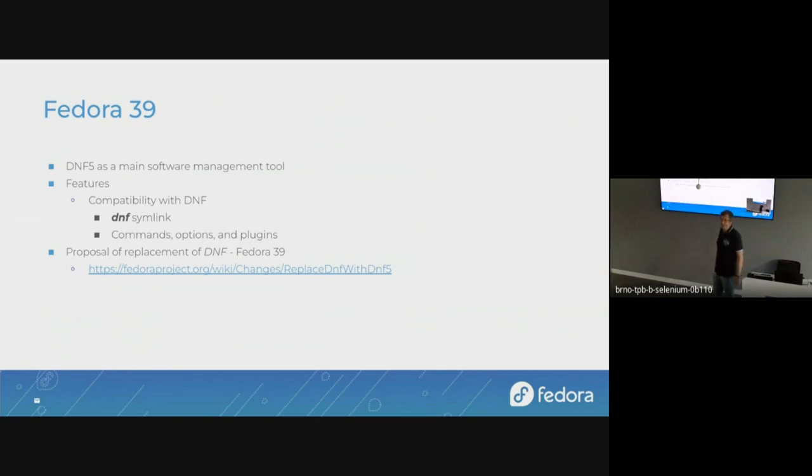Okay, the next plans. Fedora 39. We would like to present DNF5 as the main software management tool for Fedora 39. What does it mean? It means that we have to somehow replace the DNF. And in such a case, we again need to provide compatibility. Because we should not force people to learn new binaries that must be called. Let's still use DNF. DNF, MicroDNF, and DNF5, everything will work.